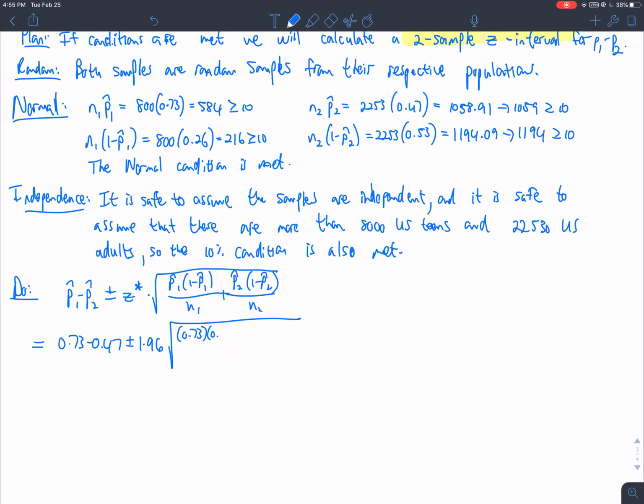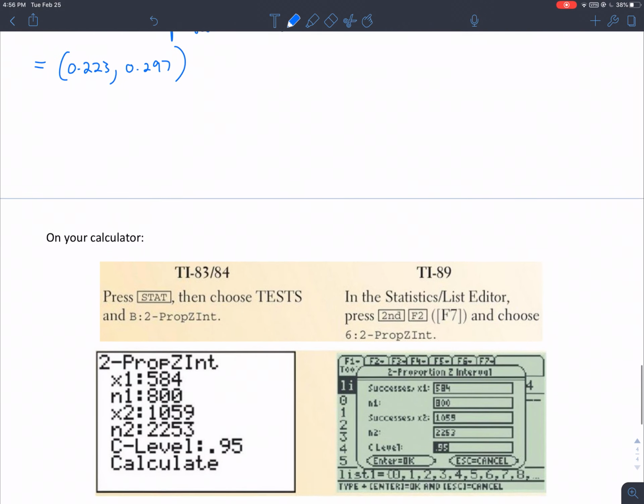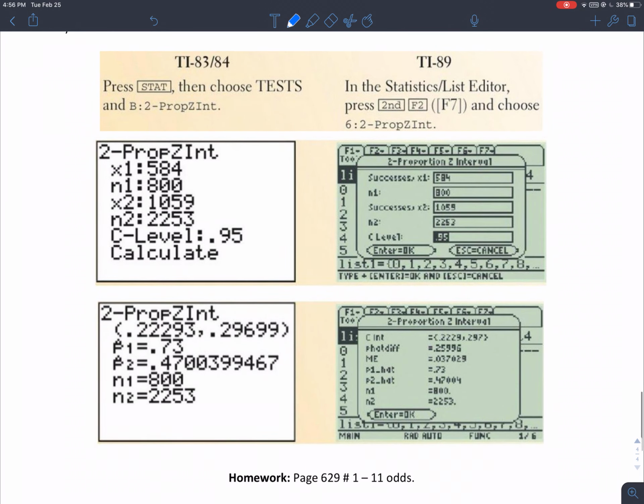And plug stuff in. So 0.73 times 0.27, and our first sample size was 800, plus 0.47 times 0.53 over 2253. And I think if you do that calculation, you end up with 0.223 to 0.297. Okay, I'll have to go check that on the calculator, but I'll make a tutorial again for you on how to use the calculator to do this. Very important. It is described back here.